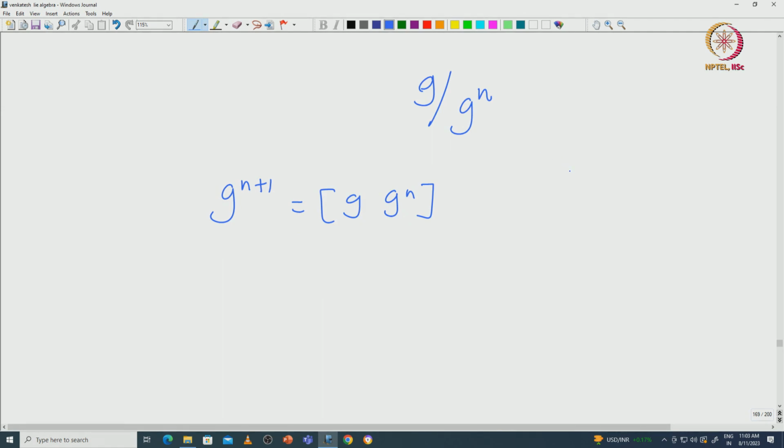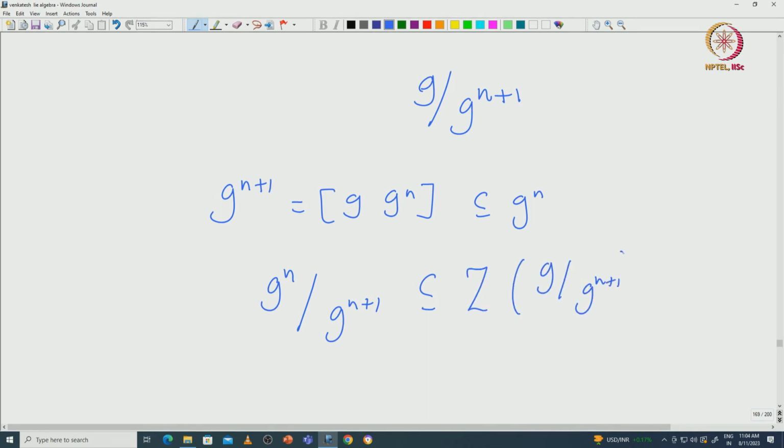In particular, g^(n+1) will be contained in g^n. Okay. So, I guess we should go modulo g^(n+1). Then it is clear that if we take g^n modulo g^(n+1), this actually lies inside the center of g modulo g^(n+1). So, just from the definition.